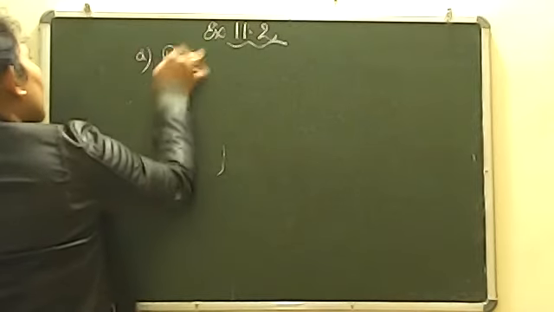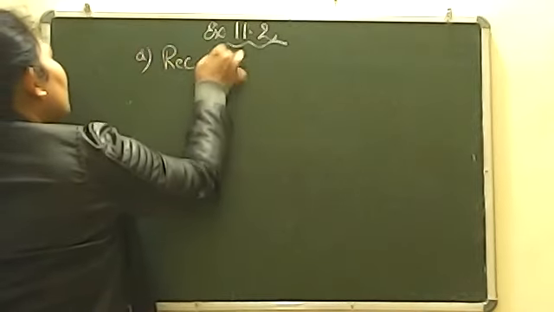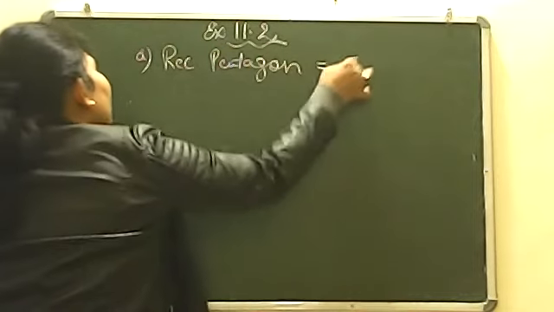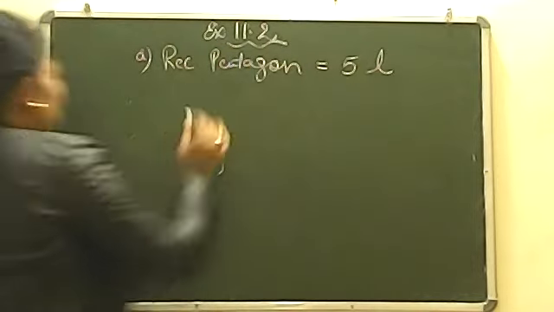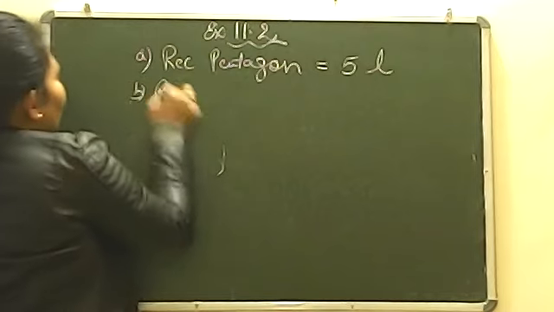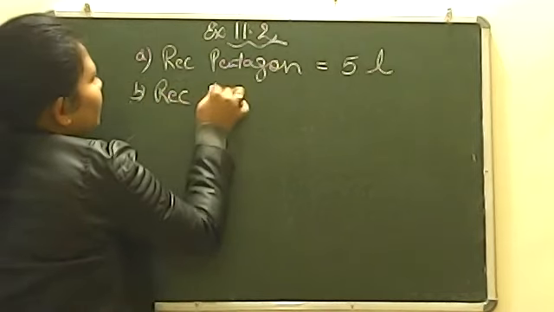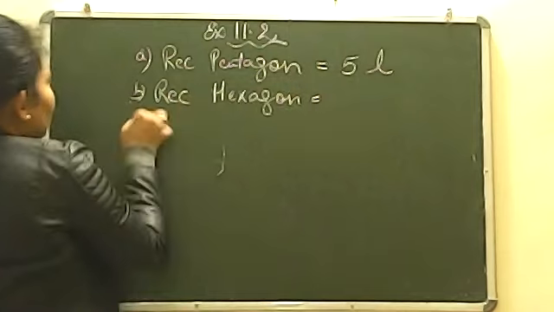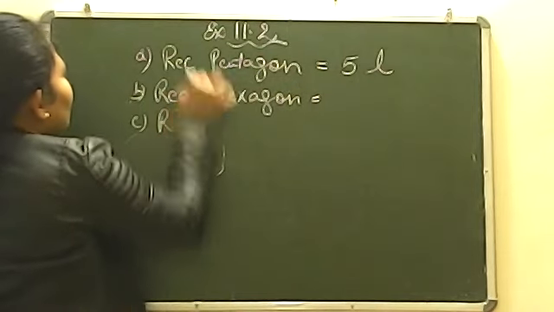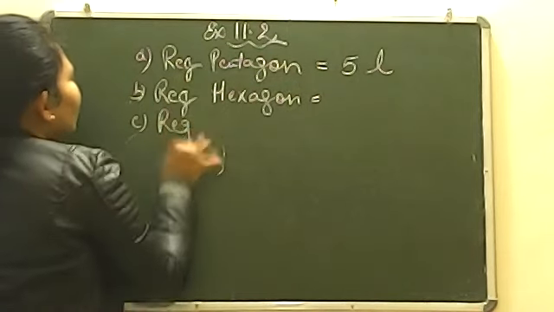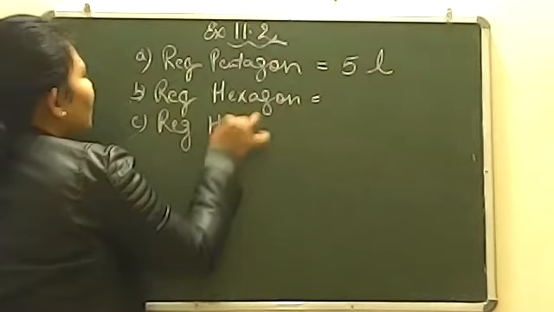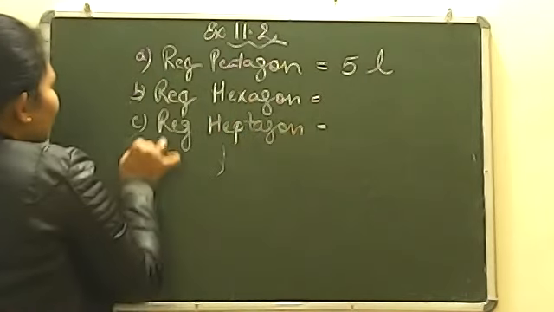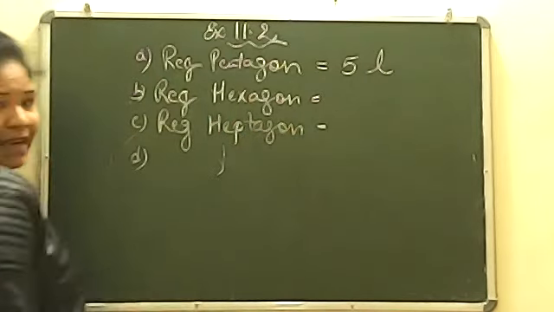A regular pentagon, what will be the perimeter? 5L. So आप सामने लिखते जाइएगा, ठीक है? Now regular hexagon formula, regular heptagon formula in front of it, because in exam it comes and it is there in RS Agrawal.